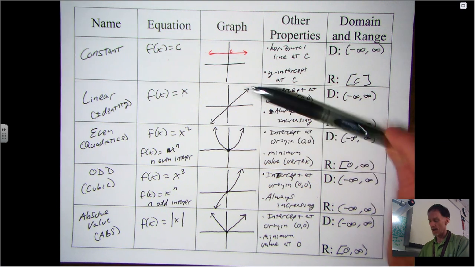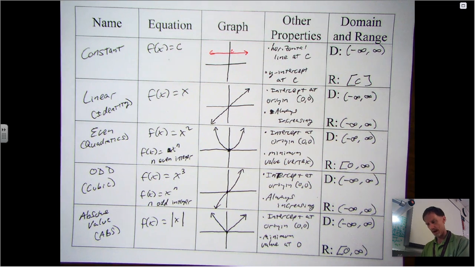Again, please make sure and write these down. You've got to know these things by memory and be able to know what they look like, the equations, all the good stuff like that.